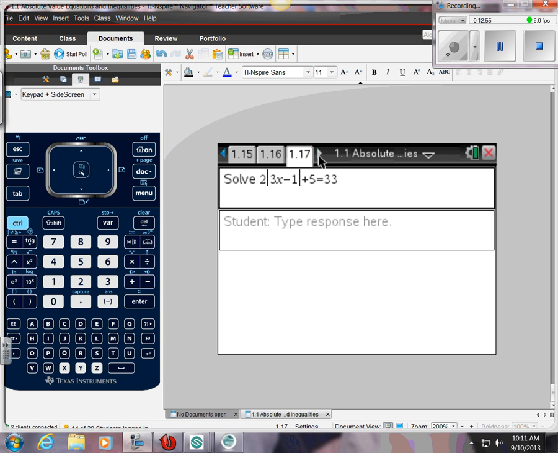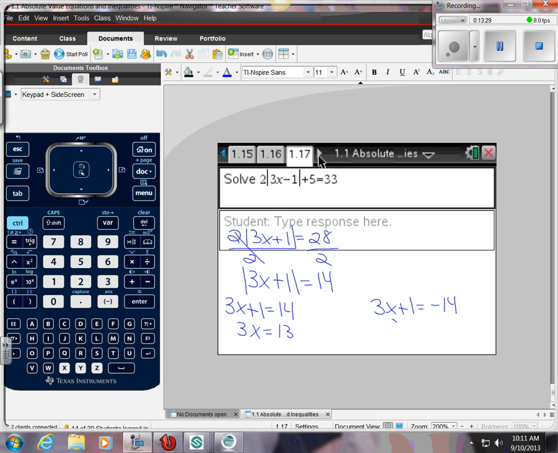Okay, first step, guys. Subtract 5. Good, and you get what? Okay, now what? Divide both sides by 2. Good. So we get the absolute value of 3x plus 1 equals 14. Great. 3x plus 1 equals 14. 3x plus 1 equals negative 14. Subtract 1. Good. 3x equals 13. 3x equals negative 15.